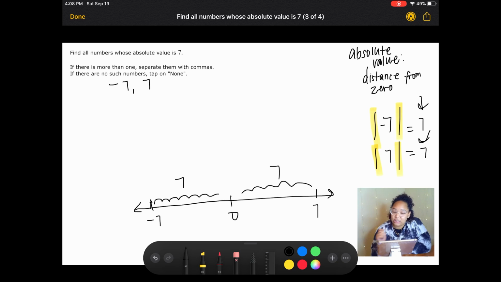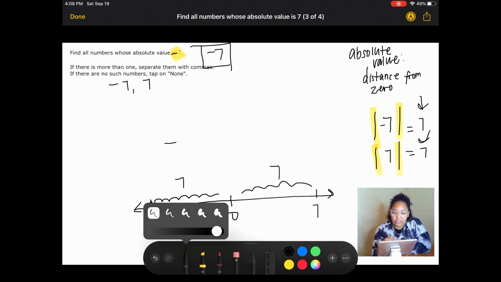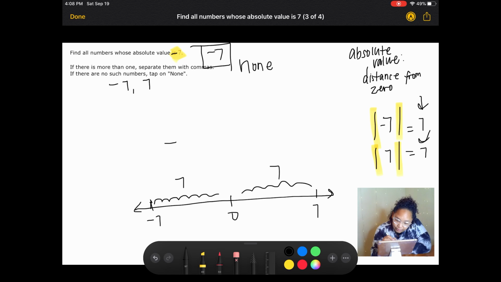Now, you're very likely to get a question where it says, find all the numbers whose absolute value is -7. Like I said before, you cannot travel a negative distance. So if it gives you a negative number in this question, the answer is none. Finding the absolute value of a negative number is impossible because you cannot travel a negative distance. So with that example, you're going to just write none.